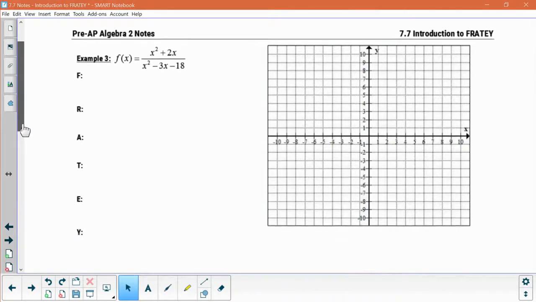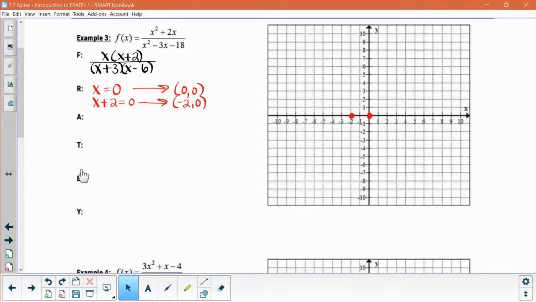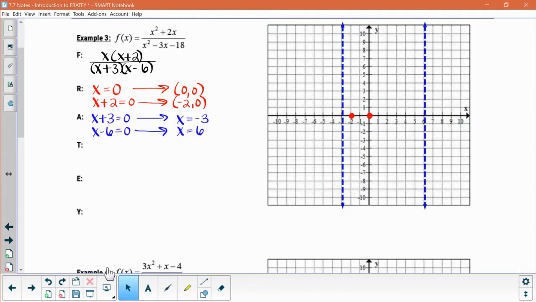Let's go ahead and look at example 3. My first step is to factor. I have a GCF up top that becomes x times (x plus 2). When I factor the denominator, I can use the shortcut to get (x plus 3)(x minus 6). My roots tell me to set my numerator equal to 0. That's going to produce a root at (0, 0) and a root at (-2, 0). My asymptotes tell me to set my denominator equal to 0. So that's going to give me a vertical asymptote at x equals -3 and x equals +6.